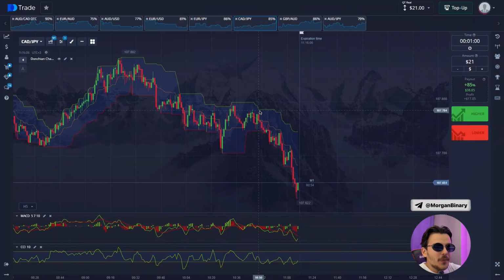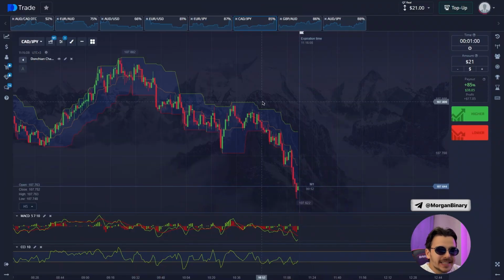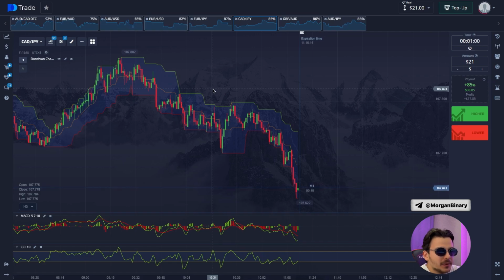So here we are on the broker platform, and let's get started with today's trading. You can see $20 on my balance, and we will begin growing our deposit from this amount. I have already selected the most optimal currency pairs with movement on the charts and good payout percentage.